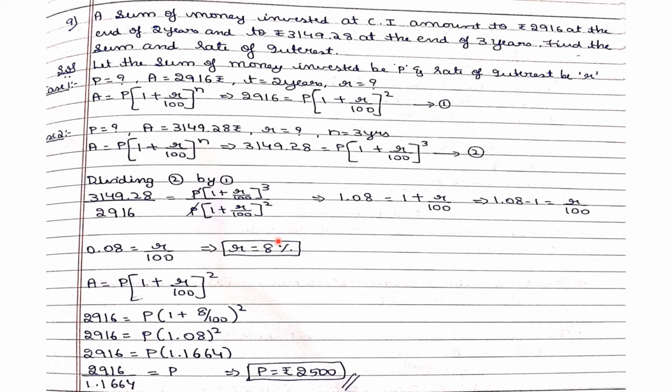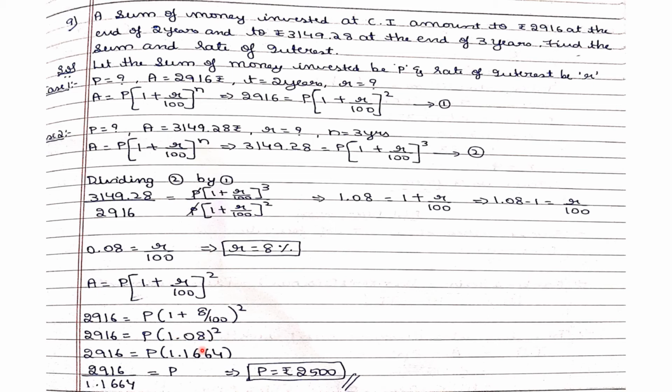So that is R is equal to 100 into 0.08. Now substitute this R in any one of the cases. We are substituting in case 1. A is equal to P into 1 plus R by 100 the whole square. A is equal to 2916. P into 1 plus 8 by 100 the whole square. So 2916 is equal to P into 1.08 the whole square.